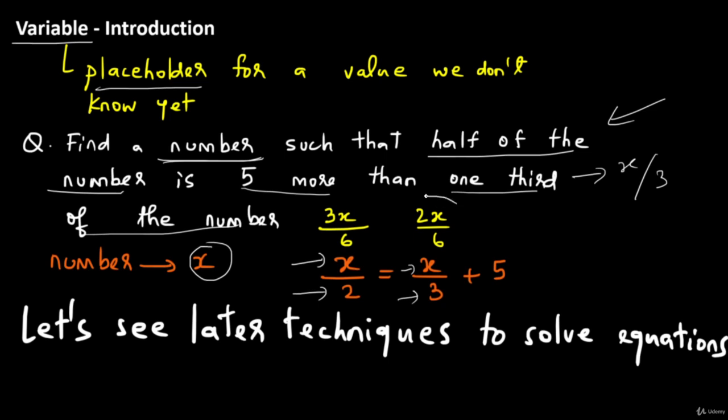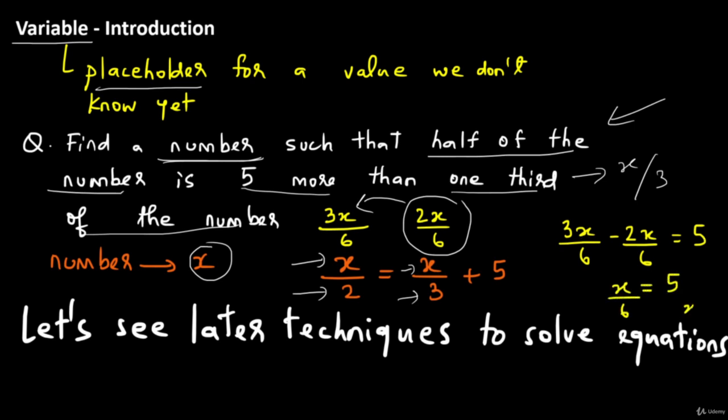Now I take this 2x by 6 to the left hand side of the equation. So that becomes 3x by 6 minus 2x by 6 is equal to 5. Now over here it's plus. When you change sides, the sign has to change. We'll see this in detail in future videos. So this is x by 6 is equal to 5 and that gives me x is equal to 30. So using this variable, we are able to find the number which we did not know.